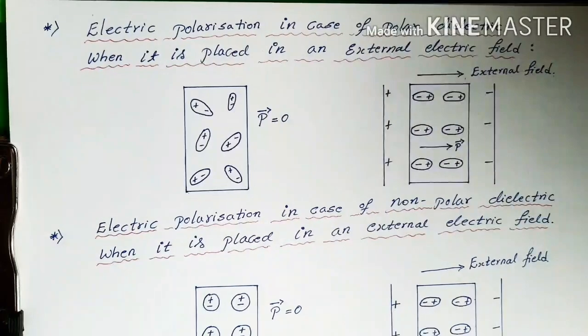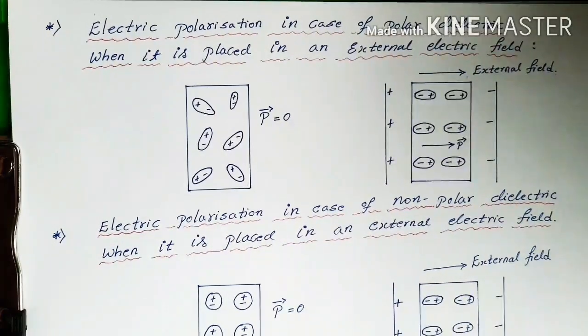Based on the dielectric concepts, we study electric polarization. The meaning of electric polarization is the dipole moment developed per unit volume of the dielectric when we place the dielectric material in an external electric field. We call it electric polarization or polarization density. I'll repeat once again: electric polarization means the dipole moment developed per unit volume of the dielectric.